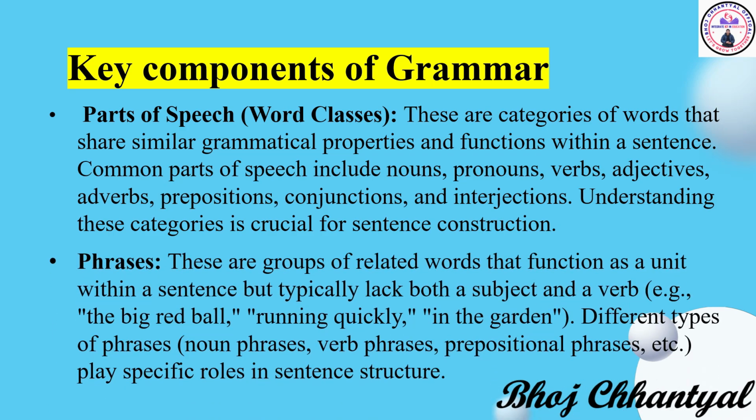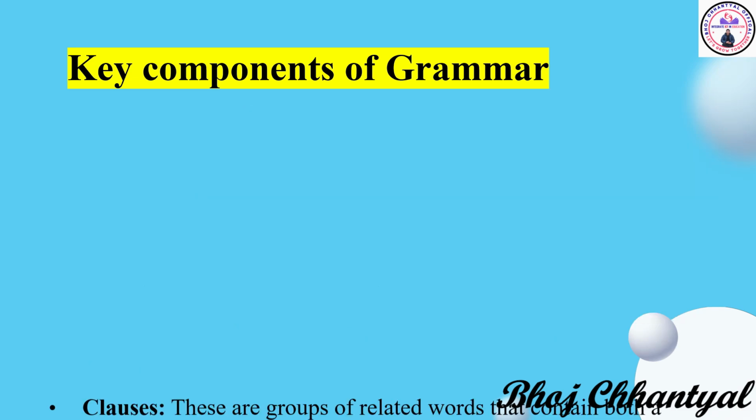Phrases. These are groups of related words that function as a unit within a sentence, but typically lack both a subject and a verb, for example the big red ball, running quickly, in the garden. Different types of phrases, noun phrases, verb phrases, prepositional phrases, etc. play specific roles in sentence structure.